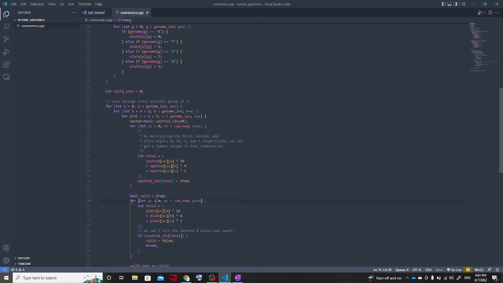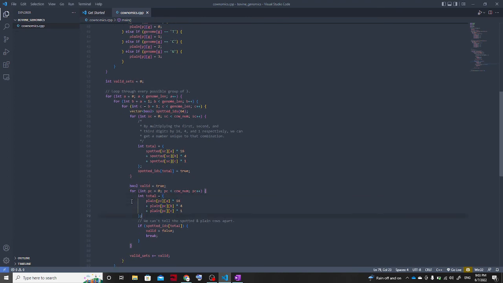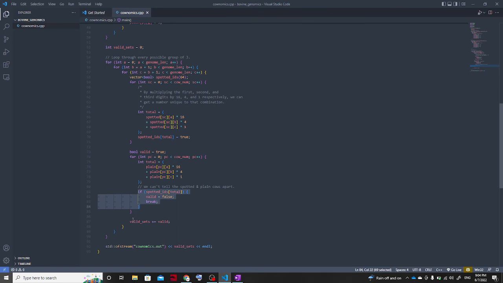And so they're saying for each non-spotted cow, which is plain cow, they're getting the ID again. So this is the same thing that's going on up here. They're getting this ID, and then they're saying if spotted IDs of total, and what this is doing is checking is this string already existing in the spotted IDs, then we are going to set valid to false and break. And finally, they say valid sets plus equals valid.